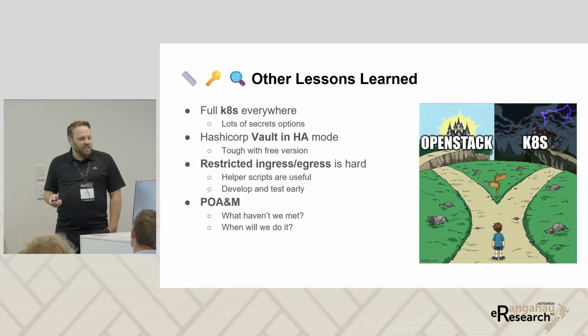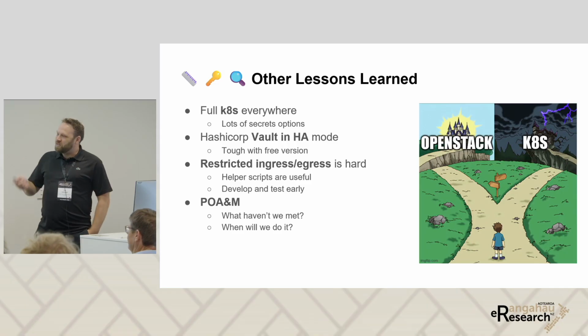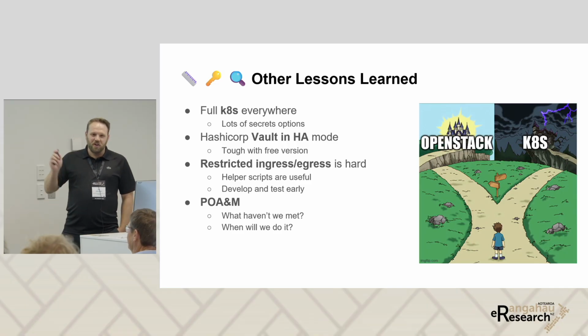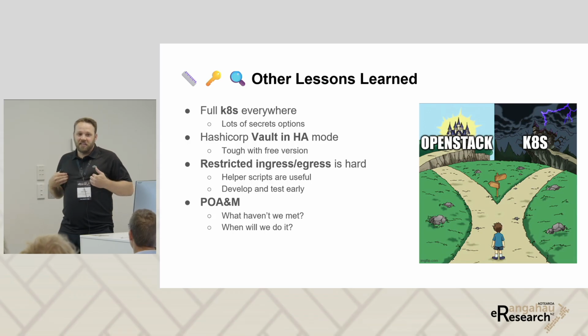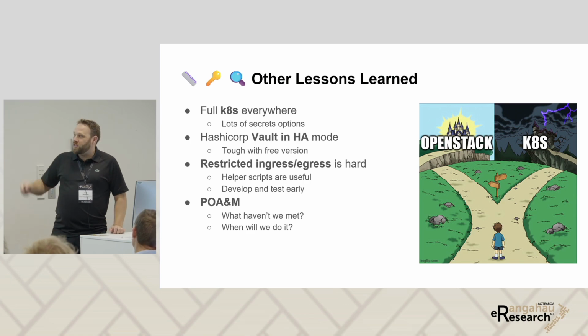Another lesson learned is that high availability mode in Vault is the worst thing ever, and I spent a lot of time with it. You may go there if you really wish, but it ruined a couple of weeks of my life. Ingress and egress is super hard. We have a restricted environment, that's the point of the SRE, but it's also restricted for us as admins. It is very difficult to work in. We had a few things like helper scripts, and testing in the environment early.